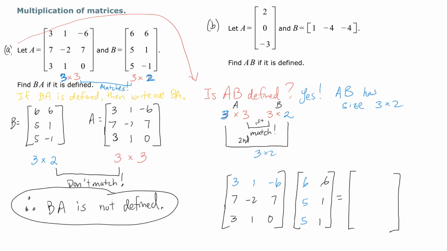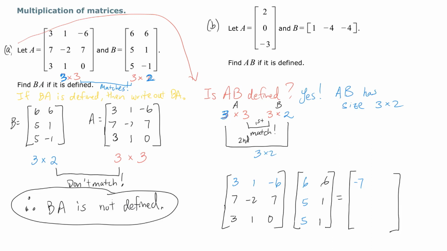And the way you get that first entry of that 3 by 2 matrix is multiply 3 times 6, and then add it to the multiplication of 1 times 5, and then add it to the multiplication of negative 6 times 5. And if you do that really quick, let's see what you get. 18 plus 5 is 23. 23 minus 30 is negative 7. So in that first position, you should get negative 7.